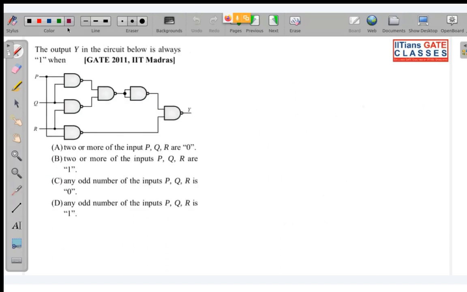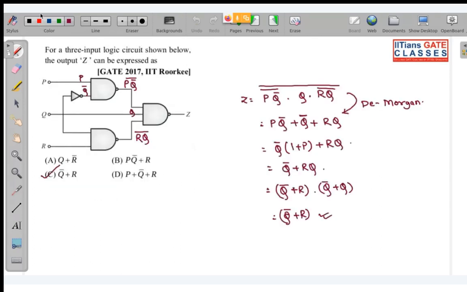So this is the next question. Yes, tell me. In the third step of simplification, Q bar plus RQ, you just change it to Q plus Q bar, how? After the second step, you change it. Sir, I'm asking about the second last step. This is Q complement plus Q, so this will be 1.